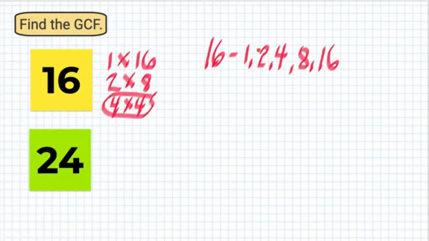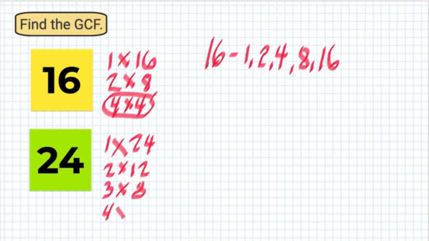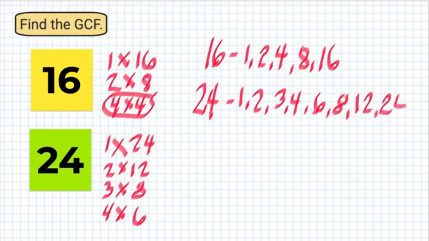So 16, how many factors? 1, 2, 3, 4, 5. It has 5 factors. Now let's have number 24. 1 times 24, 2 times 12, 3 times 8, and 4 times 6. Now let's list all the factors of 24. We can have 1, 2, 3, 4, 6, 8, 12, and the last one, 24.